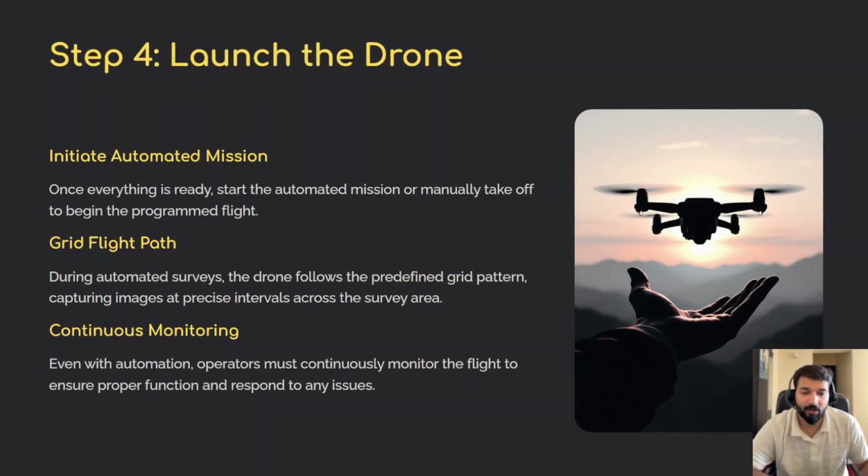Step 4. Launch the drone. Once everything is ready, initiate the automated mission or manually take off and start the programmed flight. During automated survey missions, the drone will follow the predefined grid flight path, capturing images at precise intervals. Even though the drone is flying automatically, the operator must continuously monitor the flight to ensure everything is functioning correctly.